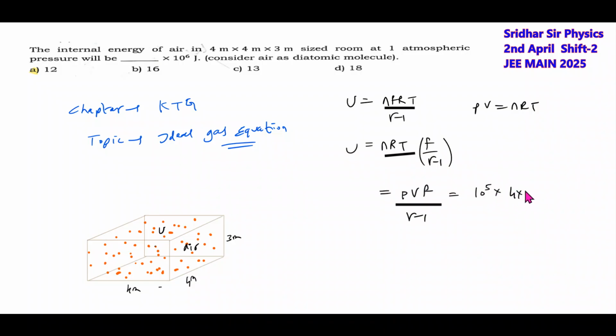Volume will be 4 into 4 into 3. The degrees of freedom for a diatomic gas is 5. Gamma will be Cp by Cv. Cv for a diatomic gas is 5R by 2, and Cp will be 7R by 2. So gamma will be 7 by 5. Solving this, substituting all, we'll get the internal energy.